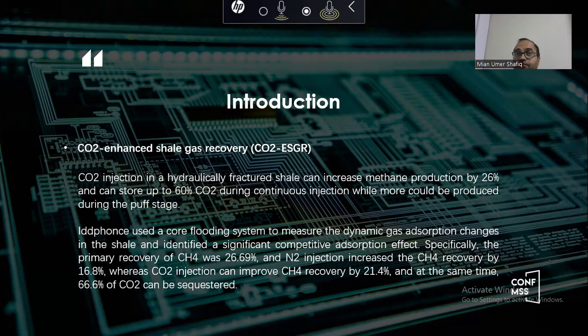Specifically, the primary recovery of methane gas was increased by 26.69% and N2 injection increased the CH4 recovery by 16.8%, whereas CO2 injection can improve the recovery by 21.4%, and at the same time 66% of CO2 can be stored or sequestered. So this is very important. You can see that 66% of CO2 will be stored and we are producing around 21.4% of methane.